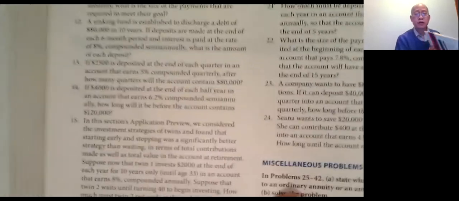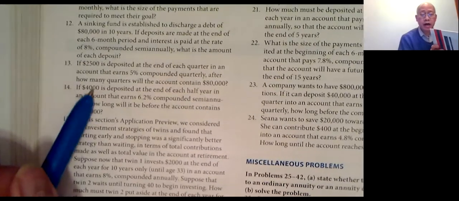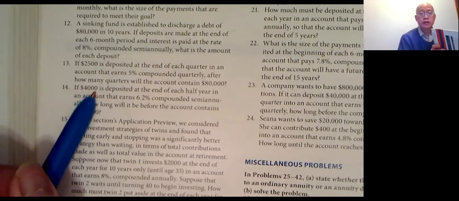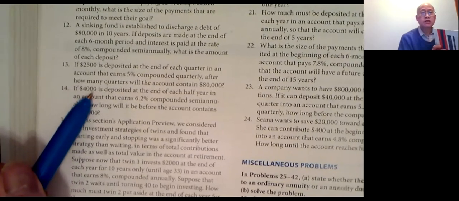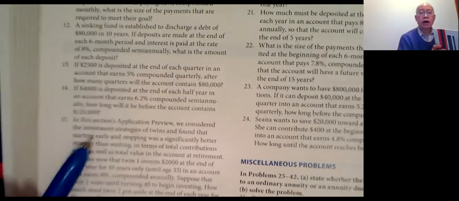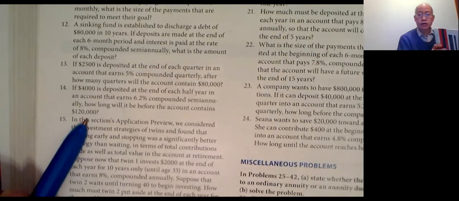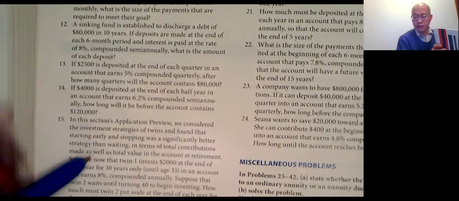So this is different. I have both money amounts. The amount that I'm depositing each time: every half a year, 4,000. Six months, 4,000. Six months, 4,000. How long will it be until I get to $120,000? So it's a different kind of game that we have going on here.